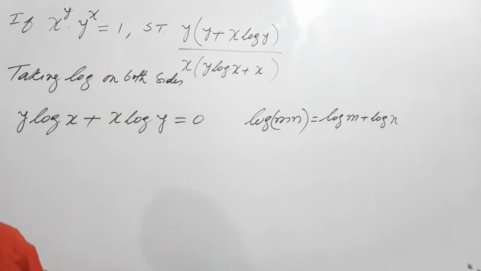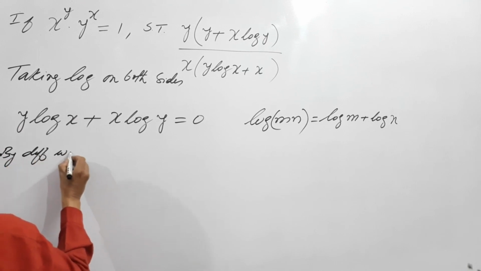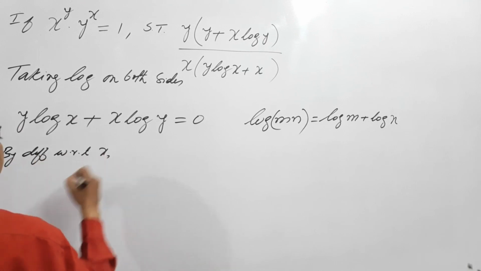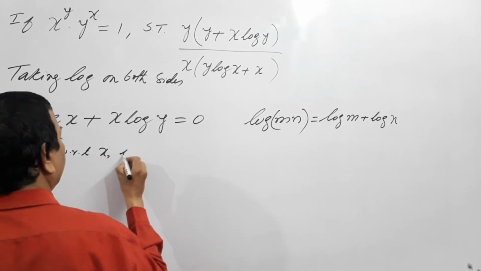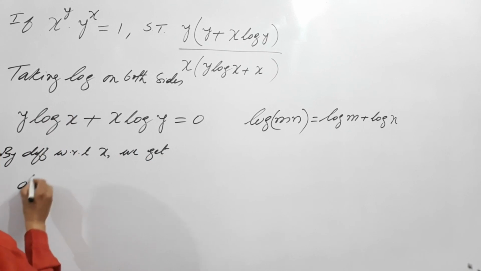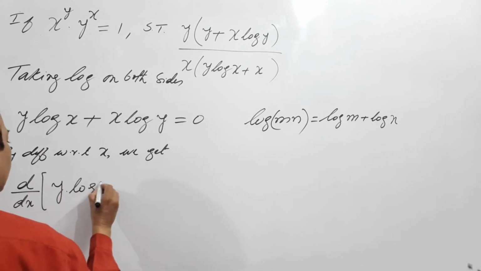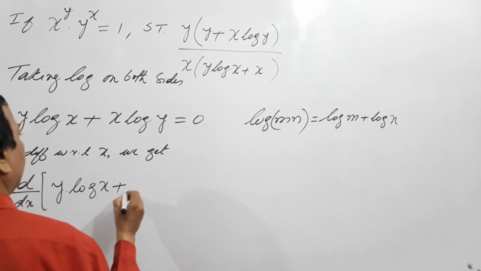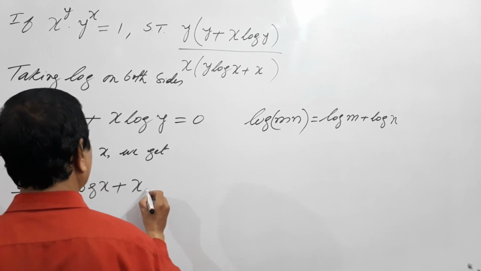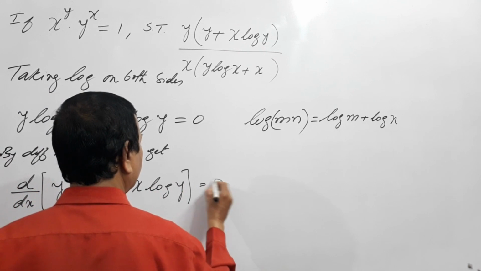So now we'll differentiate this. By differentiating with respect to x, we get, what? That is d by dx of y log x plus x log y equals to 0.